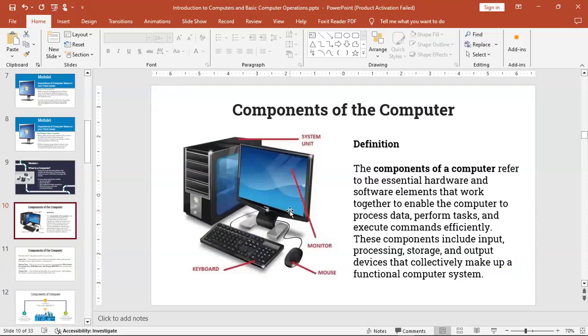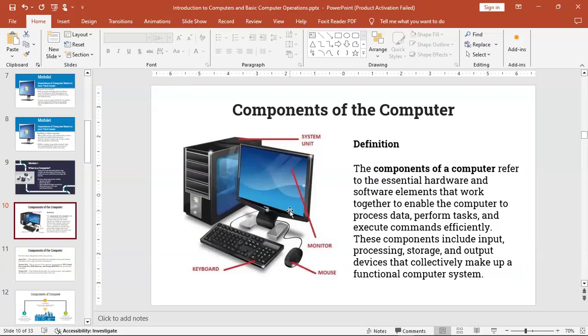Now, I'm sure you should be asking the question: how do we input data into the computer? And how does the computer process that data? And how does it produce a result? Neat result, clean result, which will lead us to talk about the components of a computer.